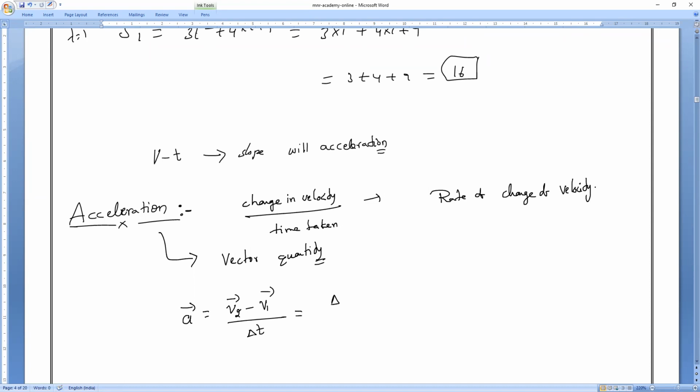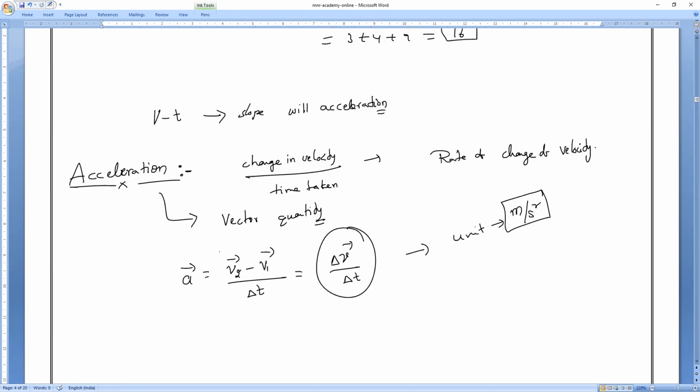So how can I take delta v? Here also you can take t2 minus t1, nothing wrong. So how can I represent this change in velocity? Delta v divided by delta t. Is it okay, everybody? Yes. So what is the unit of acceleration? The unit of acceleration is meter per second square. Be very careful.